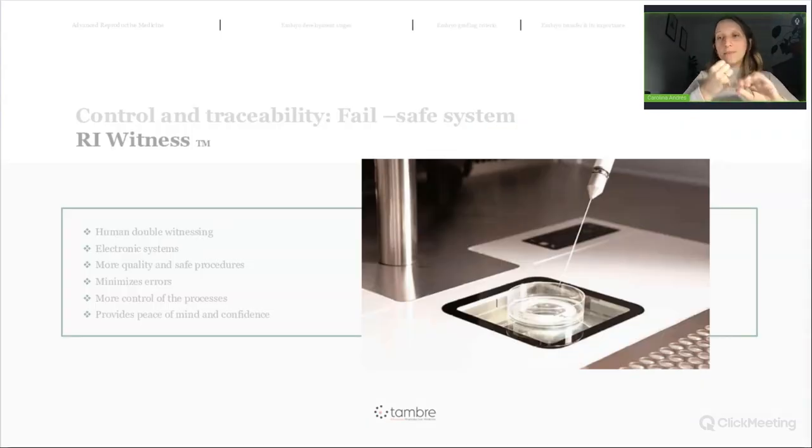Once we have our endometrium ready and we have the embryo ready, I cannot end this section without mentioning the electronic witnessing system. At Tambre, we have incorporated the AI witness, which minimizes the errors and makes us have more control of the process. So in the moment of the transfer, the patient will bring the card, which is labeled with their name, and the embryo will be labeled with the same name. So we can only transfer at that moment an embryo which is labeled with the same name as the card.